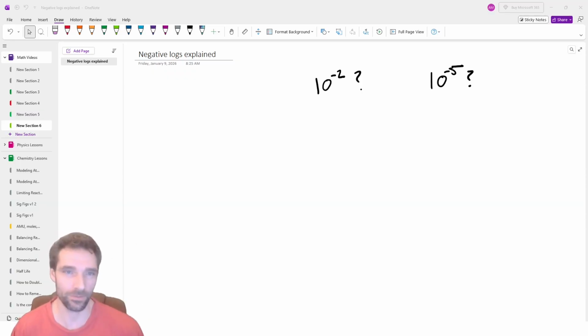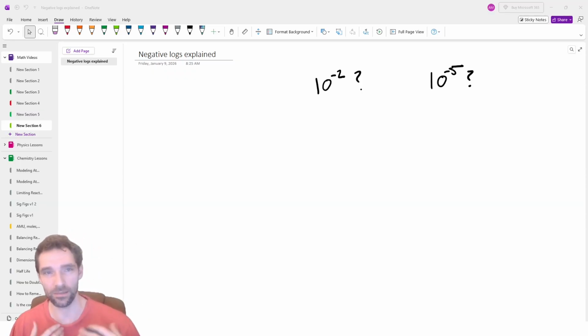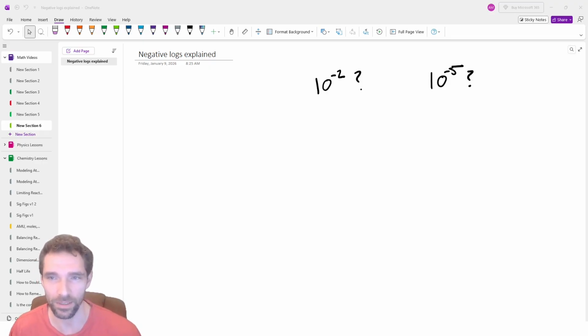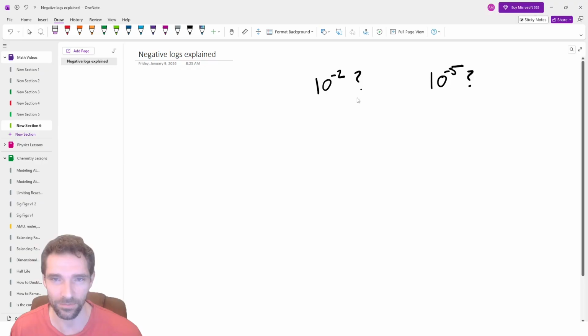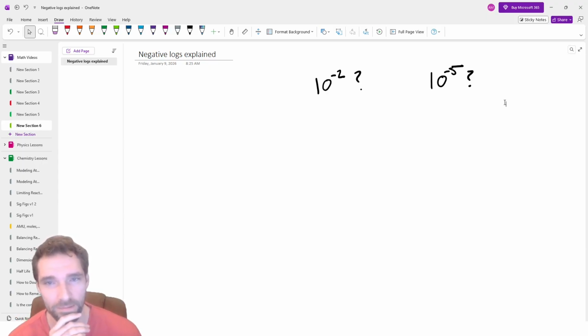Hi, my name is Andrew McLaren, and I'm going to help you understand logs and negative logs. And to do that, we're going to be looking at some simple problems. We're going to be focusing on just whole number exponents, but helping you understand what's going on with something like -2 or -5 as an exponent and relating that to logs.